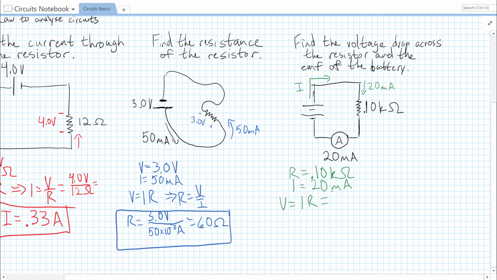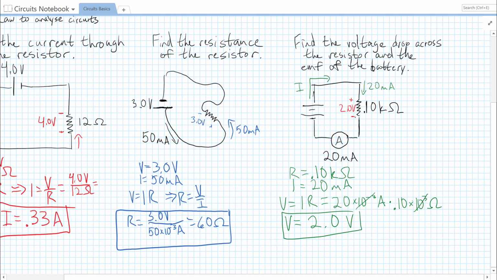Using V equals IR, we have 20 times 10 to the minus 3 amps times 0.10 times 10 to the 3 ohms. 10 to the 3 and 10 to the minus 3 are going to cancel, and we're left with a voltage drop across that resistor of 20 times 0.1, which is just 2.0 volts. I'm going to fill that in my diagram in red. 2.0 volts, and since it's a voltage drop, I'm going to label plus minus here.